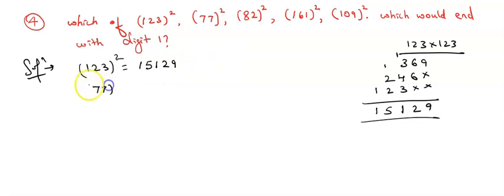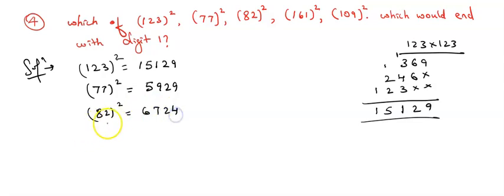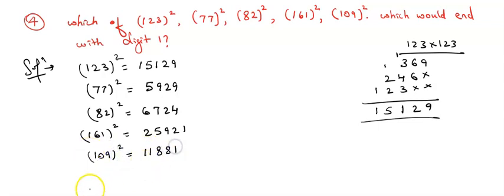Next, what about 77 whole square? You will get the answer 5929. 82 whole square, you will get 6724. Next, 161 whole square, you will get 25921. 109 whole square, you will get 11881.